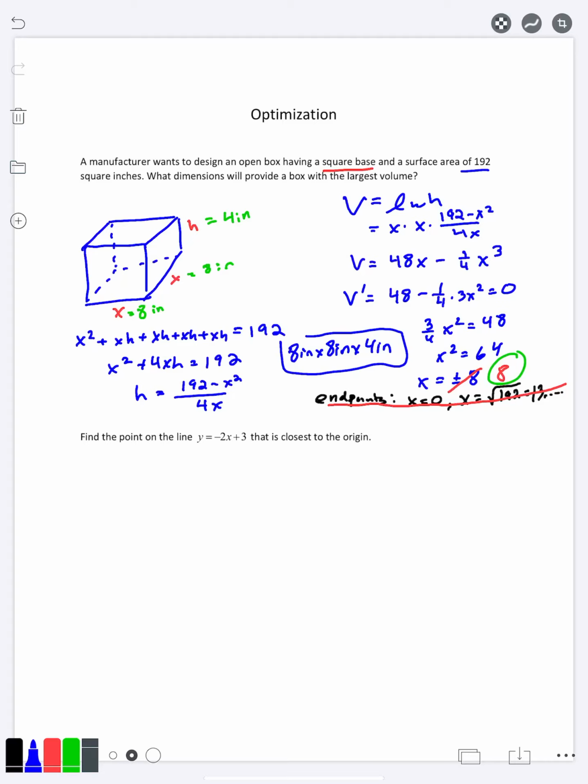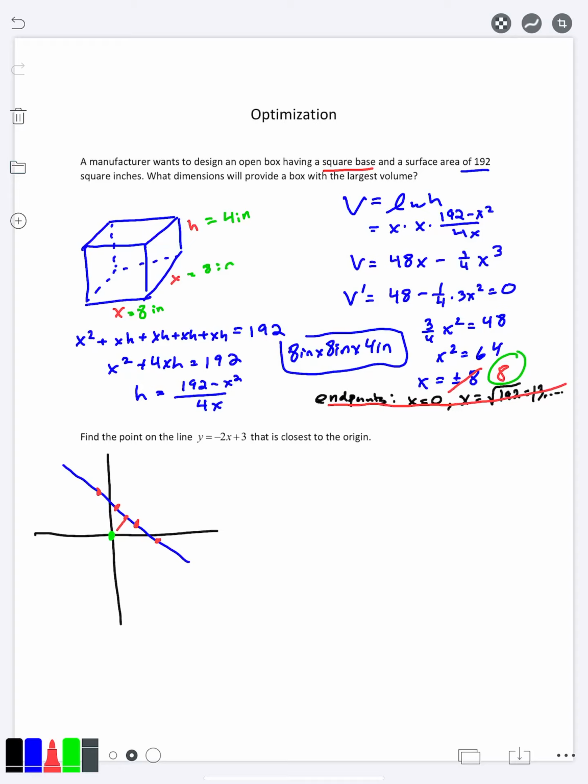So let's draw a little picture so we have a rough idea of what it looks like. So we've got this line, -2x plus 3. And we have this origin, and we want to know where along this line am I going to get as close as possible to the origin. That's what we're trying to do here.